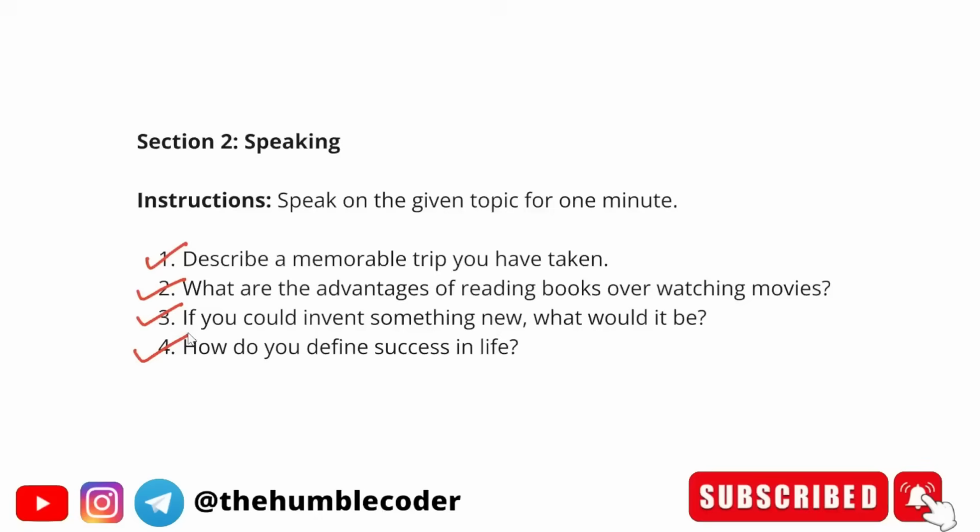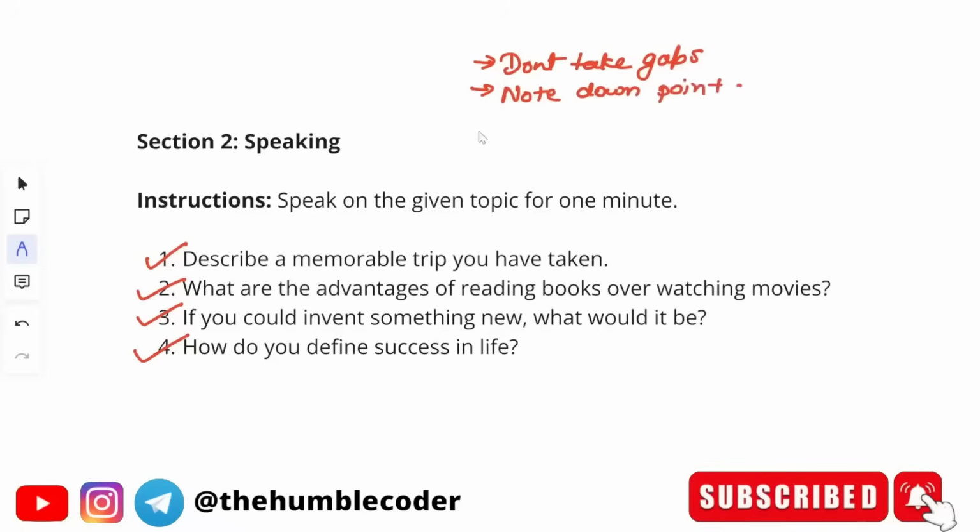I have already given you the tips on what you should follow. Don't stammer in between. Try noting down points. So I'll just write down the tips so that you understand in a better way. Don't take gaps, and note down points somewhere. Strictly note down points only and not the entire speech. That is not recommended. And don't over repeat the sentence. If you have spoken about a sentence already once, don't speak the same sentence again and again.